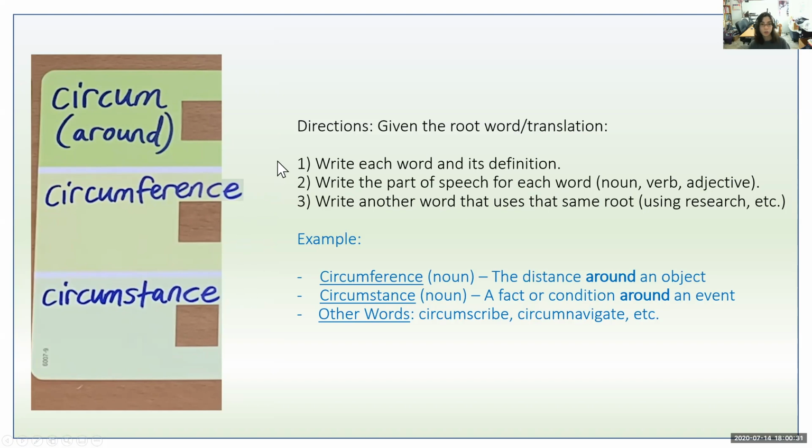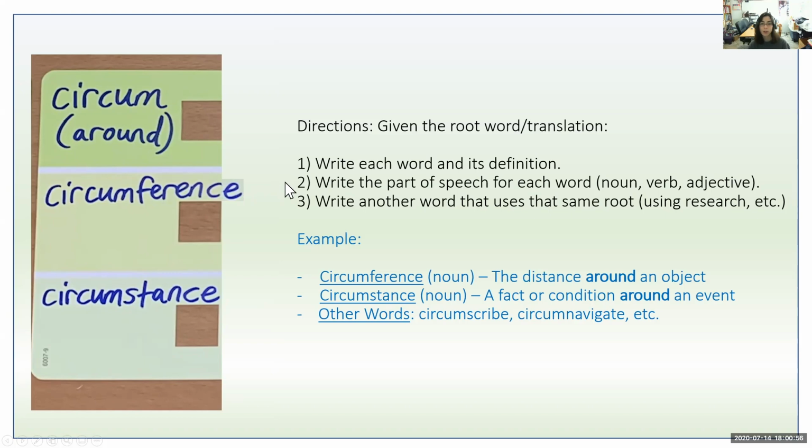So first you'll write each word in its definition. So I wrote circumference and I wrote circumstance. I defined circumference using my dictionary and research. Circumference as the distance around an object. Notice we have around here and around here, so they're consistent. And then I defined circumstance as a fact or condition around an event. So again, we have that connection with around.